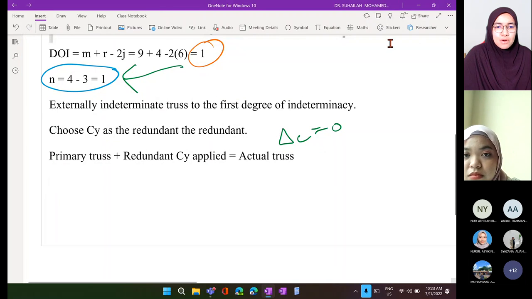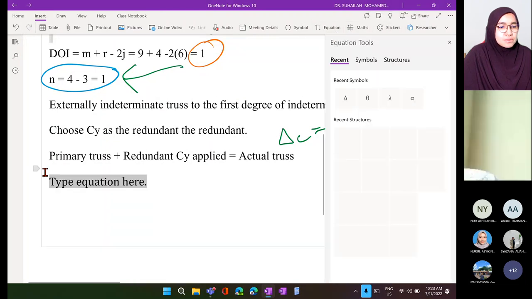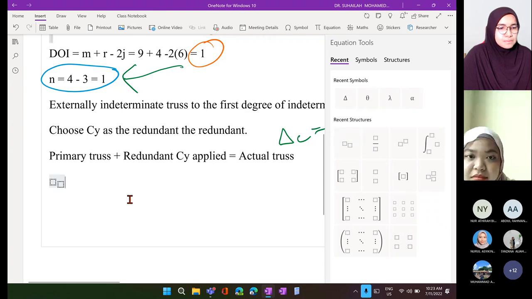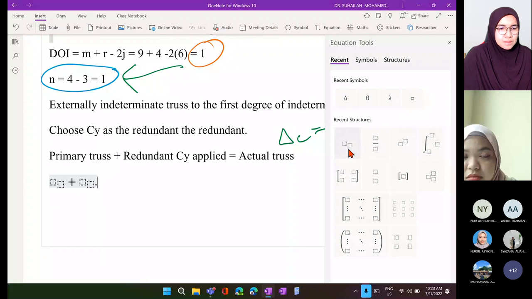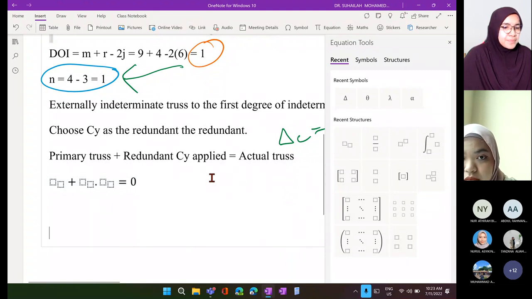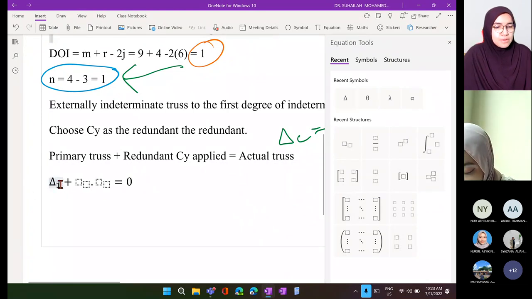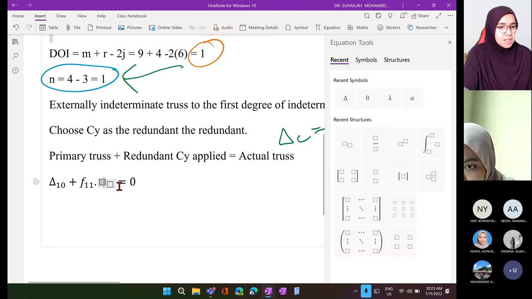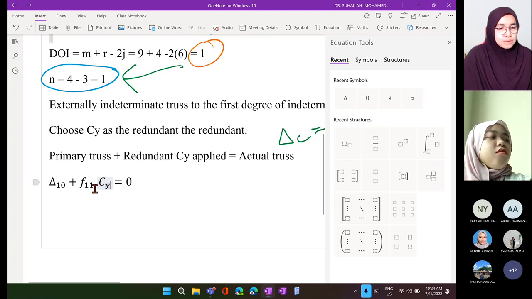From this we should be able to write the equation directly. It is delta C naught plus FCC times CY, and this is equal to 0. I believe everyone knows this already. So it is delta 1 naught, plus F11 times CY, equal to 0.